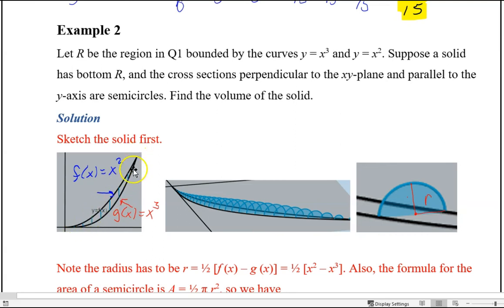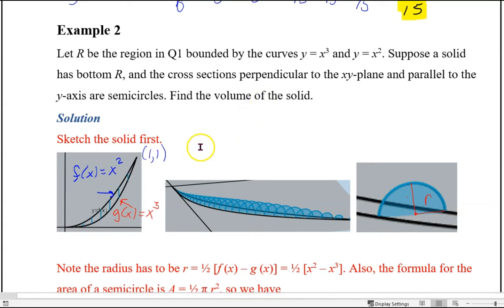Notice that the two curves, x squared and x cubed, intersect in two places in quadrant 1. They intersect at the origin, which technically is not in quadrant 1, it's on a boundary, but they also intersect at the point (1, 1). So since these intersect at (1, 1), we know that the x values are going from x equals 0 to x equals 1. Since we're slicing parallel to the y-axis, that means our differential will again be dx. If we slice parallel to the x-axis, then the differential would be dy.